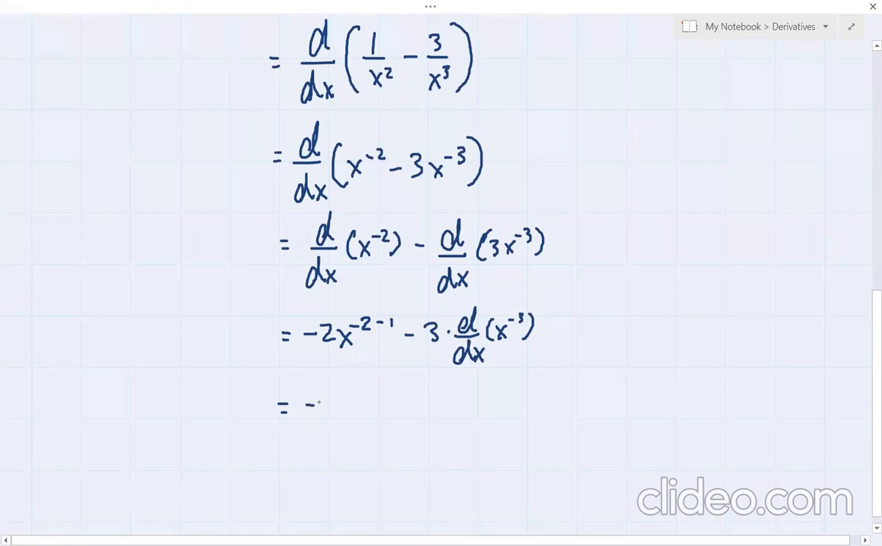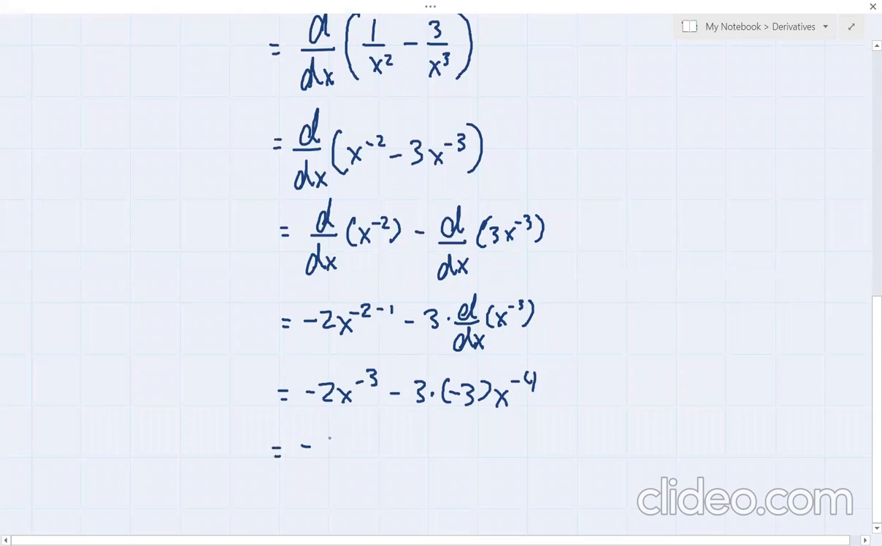Ayan. So in here, we have negative 2 times x raised to negative 1, negative 1, negative 3. Ayan. Then minus 3 times derivative ng x raised to negative 3, we have negative 3 times x raised to negative 3 minus 1. So negative 3 minus 1 is negative 4. Simplify natin. Negative 2x raised to negative 3 minus 3 times negative 3 times x raised to negative 4, we have positive 9x raised to negative 4.